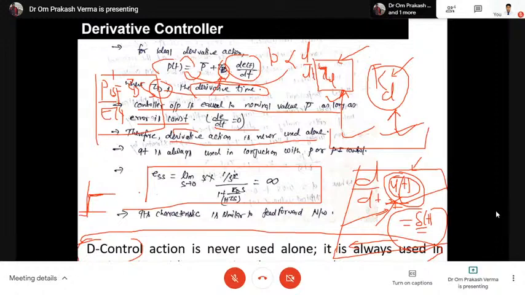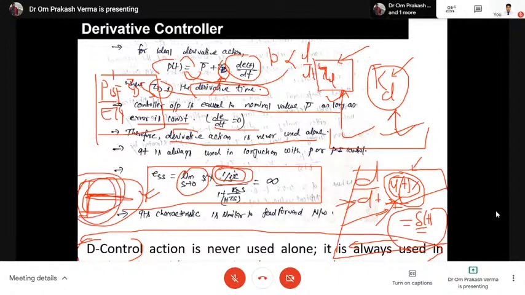Calculate the steady state error. As you know, the limit as s tends to 0 of s into R(s). Now we are not using R(s) equal to u(t); we are using 1 upon s squared, the ramp function. When you differentiate the ramp, there is no problem. But when you differentiate the step, you get the impulse. Therefore we are not using the step signal in the case of the derivative controller.